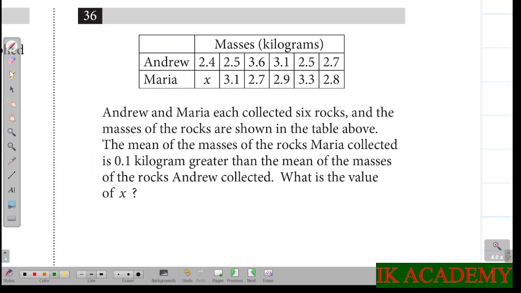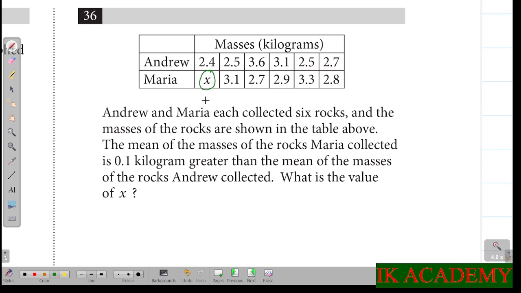Question 36 says, Andrew and Maria each collected 6 rocks and the masses of the rocks are shown in the table above. Here we have the table. In 2 rows, we have the masses of the rocks collected by Andrew and Maria. The mean of the masses of the rocks Maria collected is 0.1 kilogram greater than the mean of the masses of the rocks Andrew collected. What is the value of x?